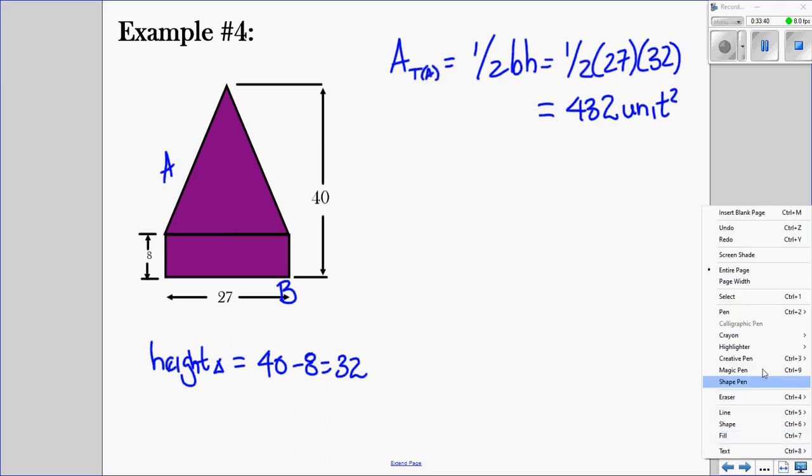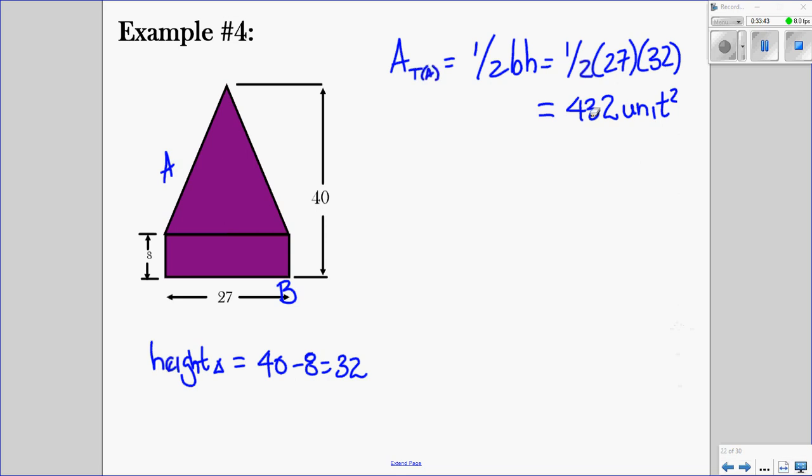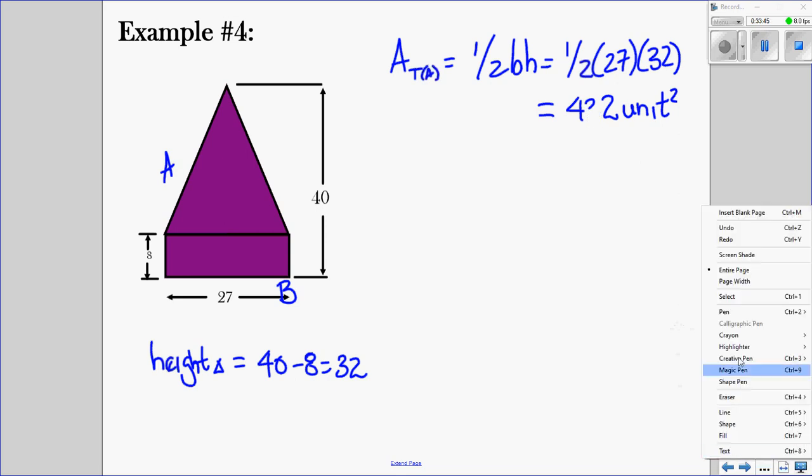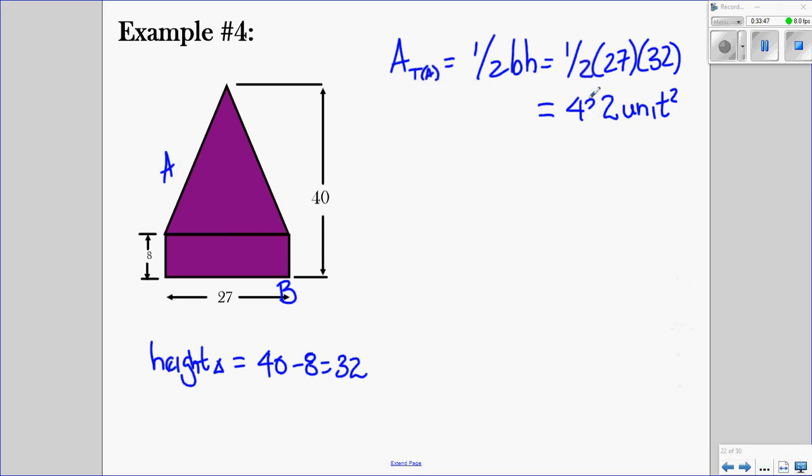That's a 32. Let me just fix that up so that when you look at it, you're not like, oh my god, it looks like an 8 or some kind of weird number. It's 32. All right, so I got the triangle. Now I'm going to get the area of the rectangle, which I labeled B.